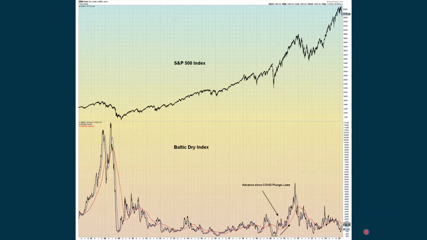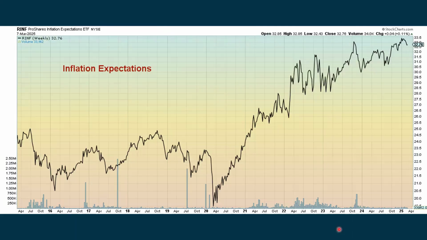We look at the Baltic Dry Index. It's been coming back up, but it's still in a downtrend. This is another inflation gauge that we follow. When it's going up, we get a little bit more concerned. Then inflation expectations have actually been coming down. This is a weekly chart, and you can see since the beginning of 2025, this has actually been falling.